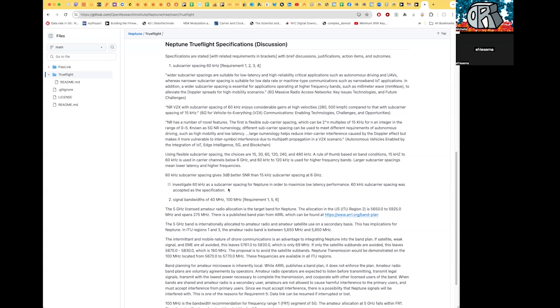And there are some citations here for some papers that are widely cited that talk about the results and mention the fact that 15 kilohertz is so common, and 60 is a multiple of it, so that it gives us some flexibility with the numerology used in 5G, LTE, 6G. So that's why it's there. I'm comfortable with 60 kilohertz sub-carrier spacing.